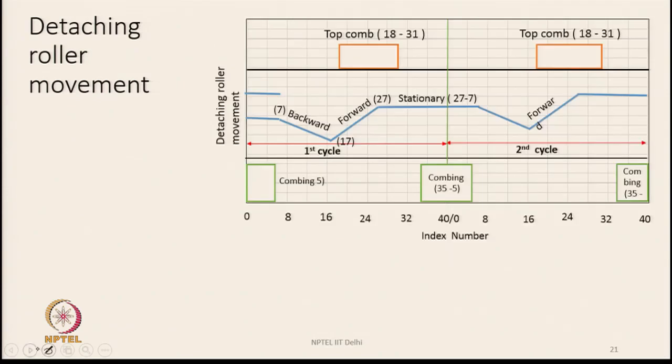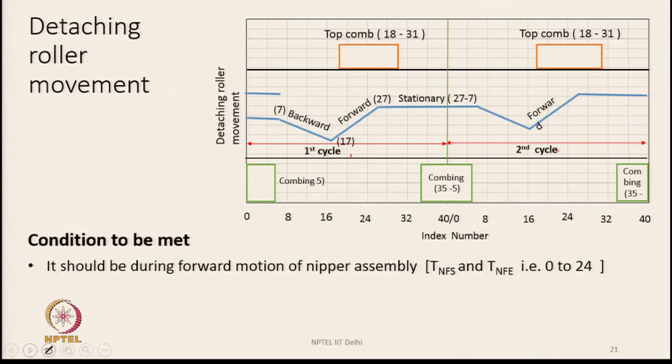So, if we look at this diagram, here we have drawn the diagram for two consecutive cycles, first cycle here and second cycle here. Two cycles we have drawn, so that understanding becomes clear. And what we see here is the condition to be met for detaching roller movement, that is, when we should start the detaching roller movement and when we should close. So, two types of movements are there, backward and forward.